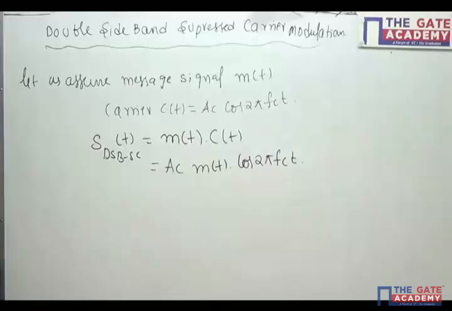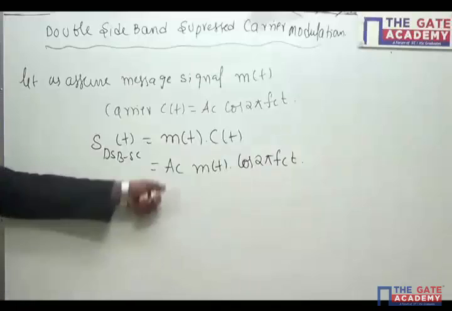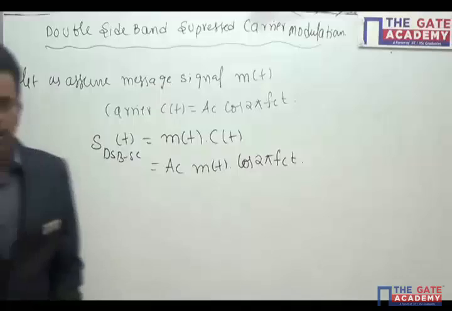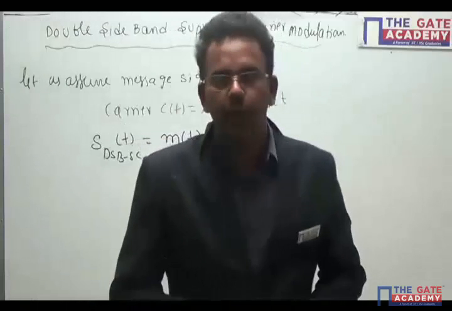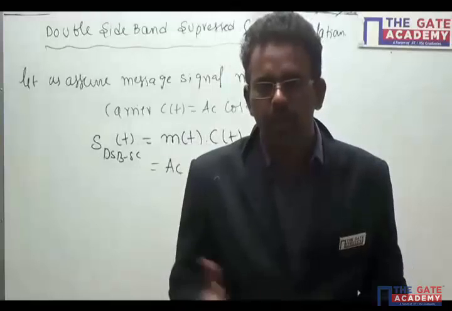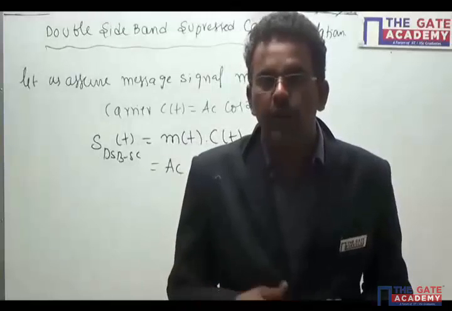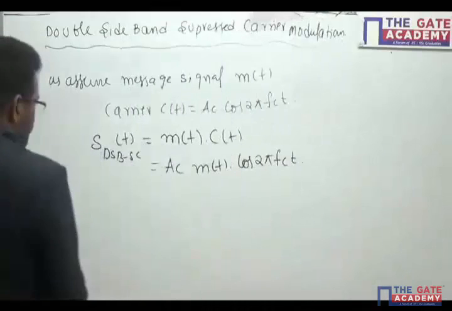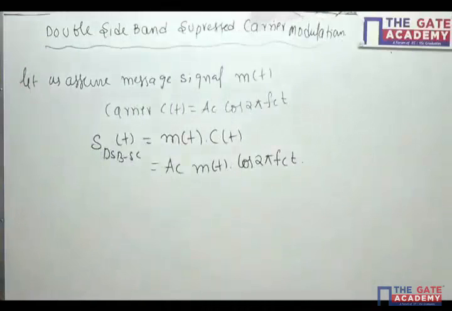If you observe the general expression, we have the actual modulated signal only. We don't have any carrier, students. Because of suppressing the carrier, what is the advantage you will get? The transmitter power will be saved. That is the point. Clear or doubt?